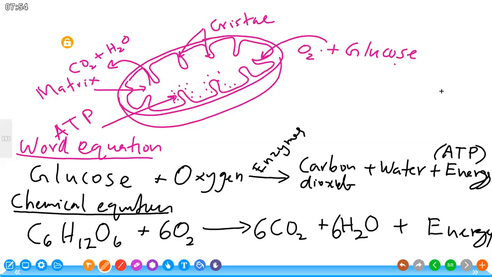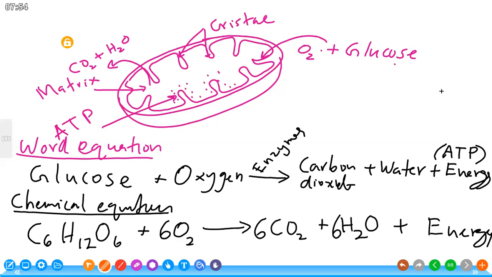Finished? Right, then question number 17. The structure given below is where cellular respiration occurs. In your tute, one of the structures is given. What is the given structure? Write as mitochondrion.